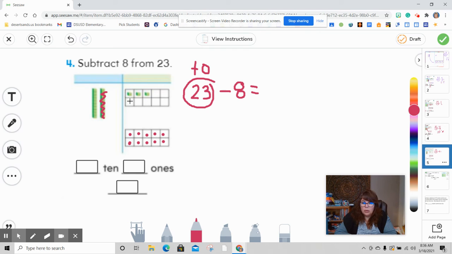Now remember, let's take away first the lonely ones. 1, 2, 3, 4, 5, 6, 7, and 8. So now how many ones are left? 5. Now I don't have to take away any tens, so I only have 1 ten left. I don't have to take it away, so my answer is 15.